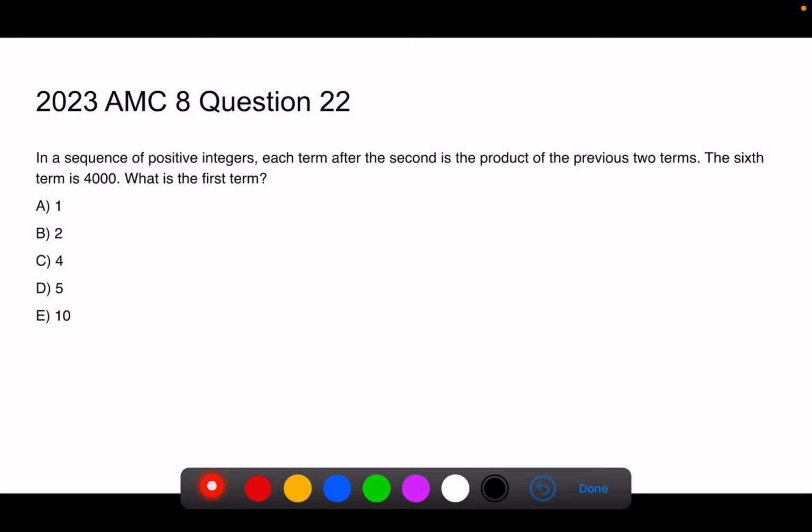The AMC 8, question 22. In a sequence of positive integers, each term after the second is the product of the previous two terms. The sixth term is 4,000. What is the first term?